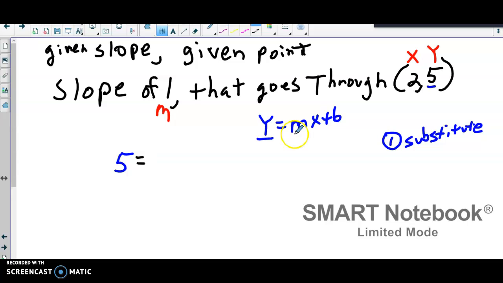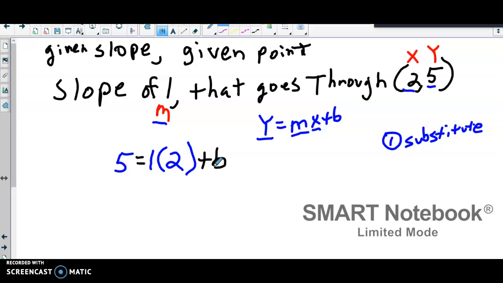My m is given, it's 1. So in this case, I'm going to write my 1. Now my x, I'm always going to put in parentheses. Guess where I get my x from? The point that's given. My x value is 2. So I put my 2 right in there. And then I just put my plus b, because I don't know what b is. So we're solving for b.